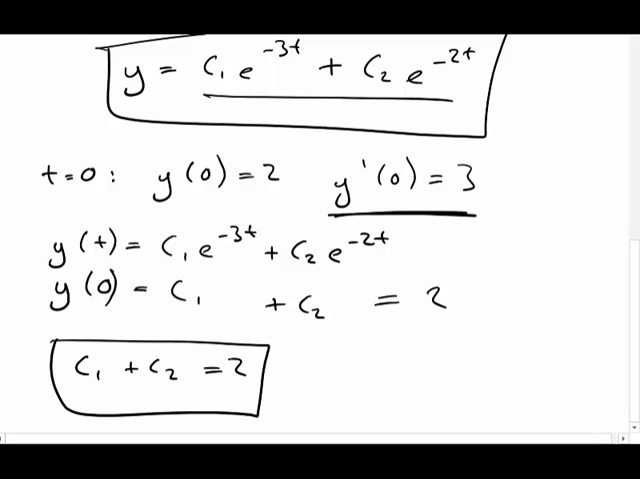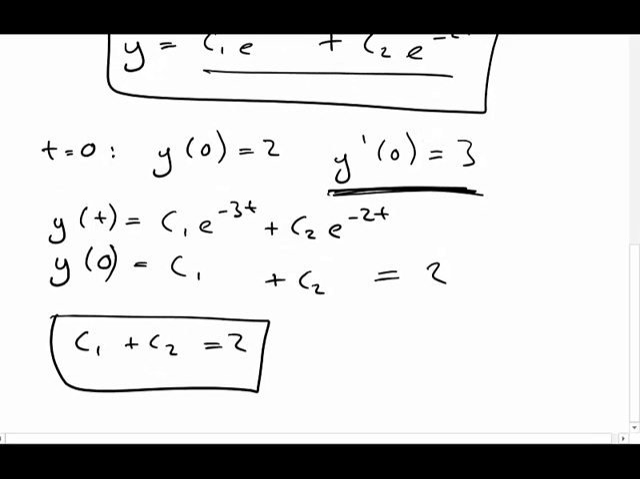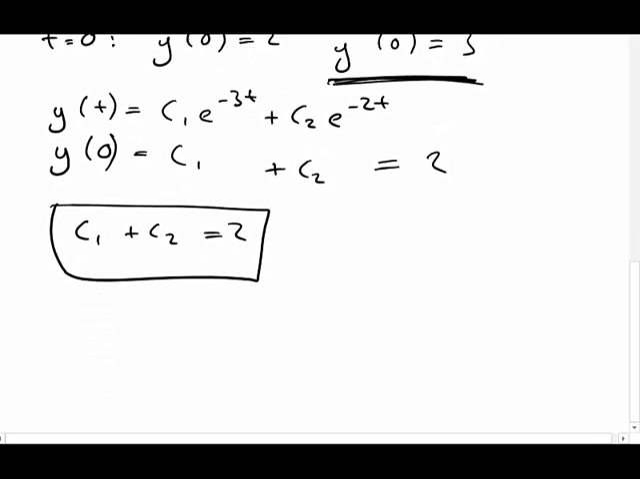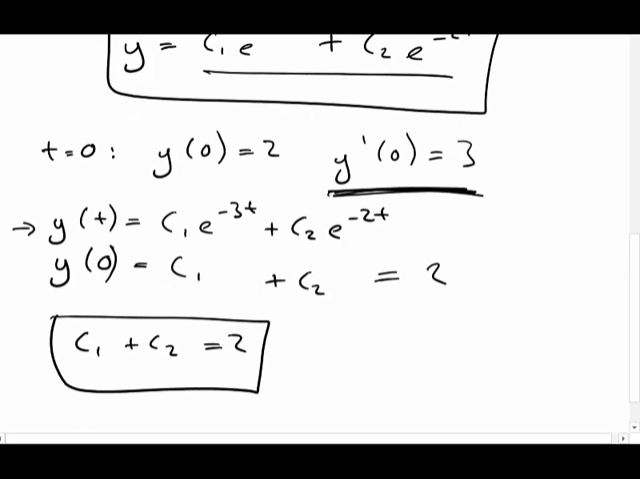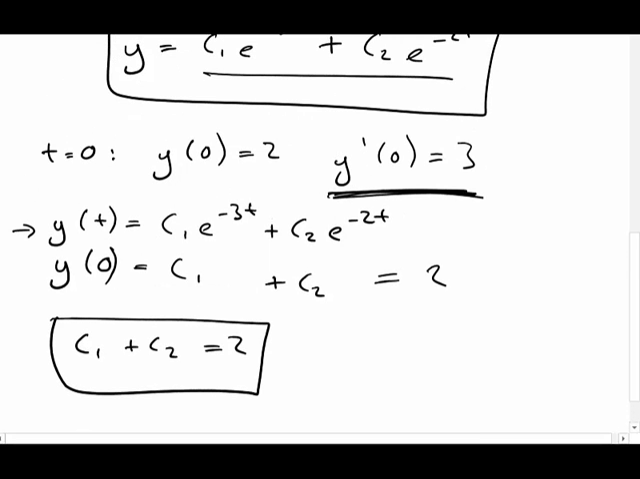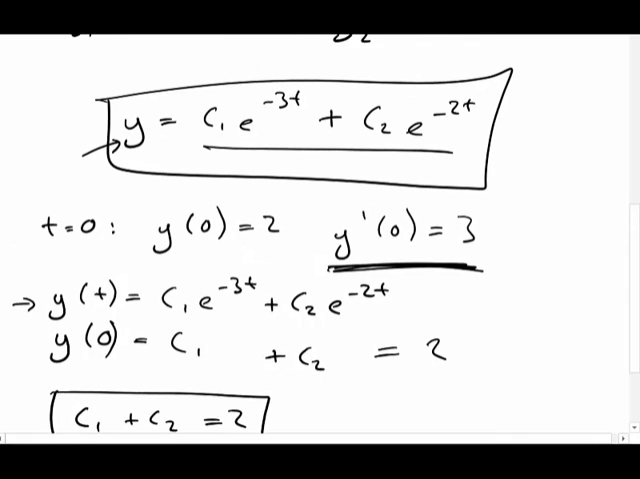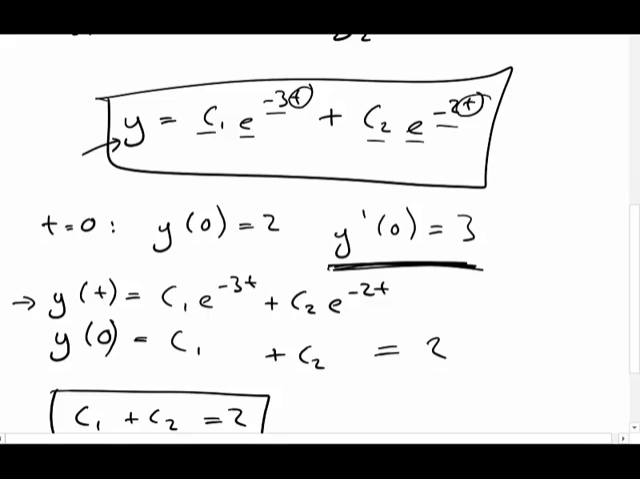So in other words, I want to try and solve a simultaneous equation, so I need to use this second piece of information. So in other words, the first derivative is equal to 3 when t is set equal to 0. If I find the derivative of this, I just put a dependency in, because of course this is dependent on t. What's my variable? Well, c1 is a constant, e is a constant, minus 3 is a constant, c2 is a constant, e is a constant, minus 2 is a constant. The t is my variable, the thing which can change.